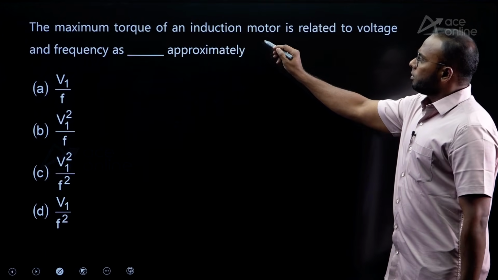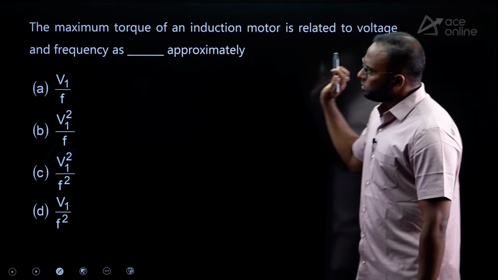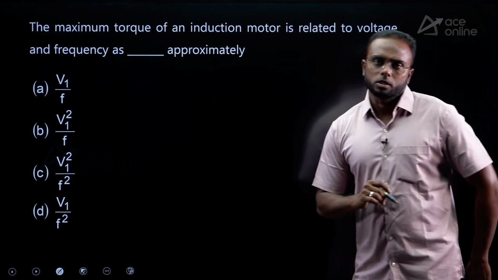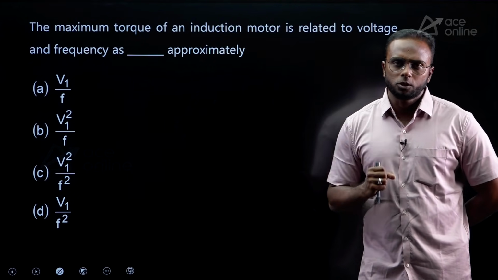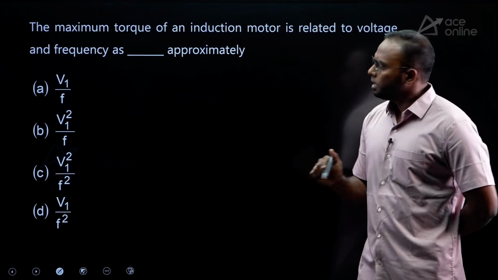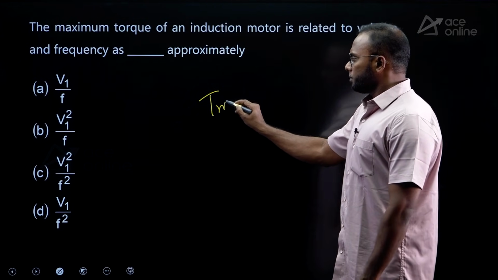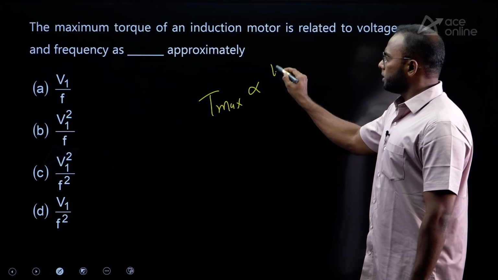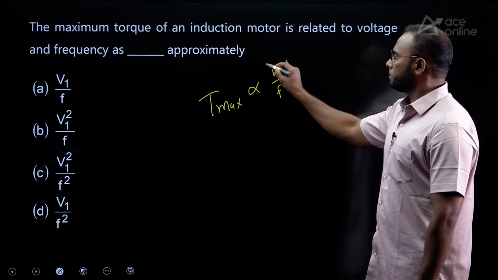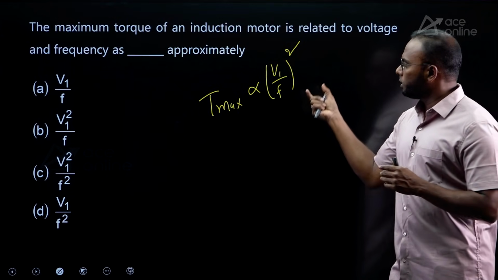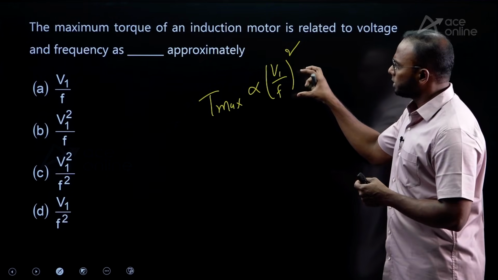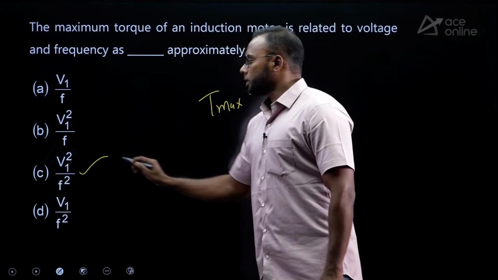The maximum torque of induction motor is related to voltage and frequency as dash approximately. How is maximum torque related? We have some V by F ratios, starting torque, maximum torque. Remember, this maximum torque relation with voltage and frequency is V1 by F whole square, okay. So maximum torque is related with voltage as square and with frequency as 1 by F square. So V1 square by F square, which is option C it is.